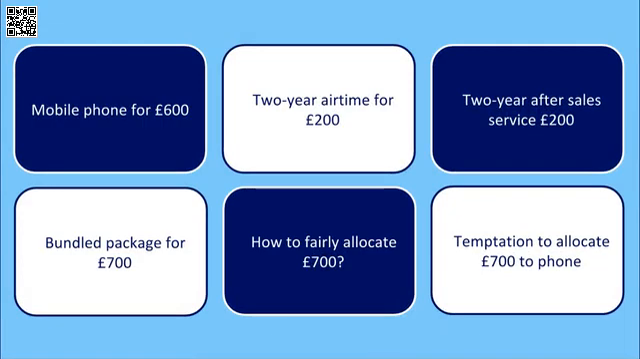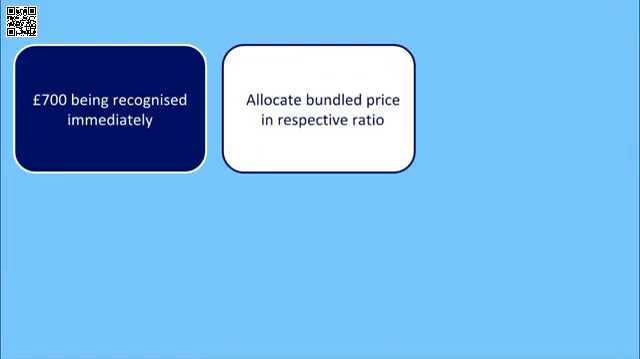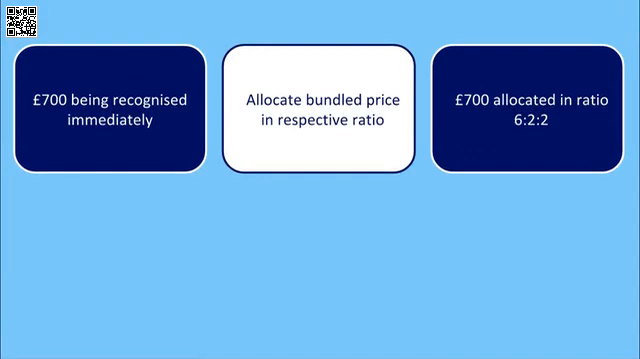The temptation would be to allocate the whole £700 to the phone, since this is the performance obligation that is satisfied first, and this would result in the whole £700 being recognised immediately. However, the standard requires us to allocate the bundled price in the same ratio as the standalone selling prices. In the example, the £700 would be allocated in the ratio 6:2:2.